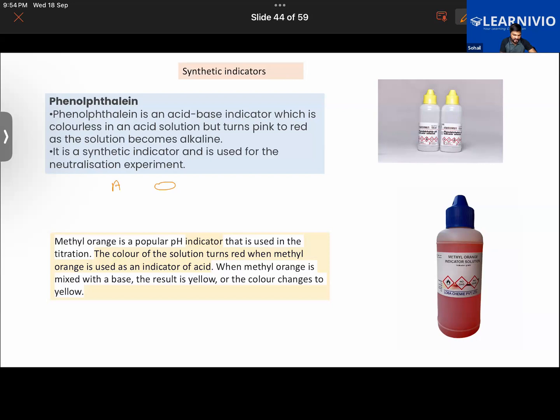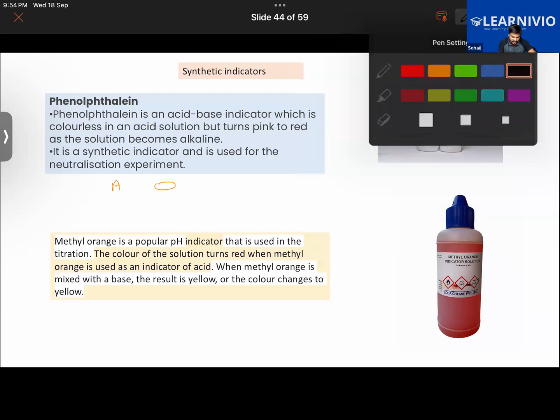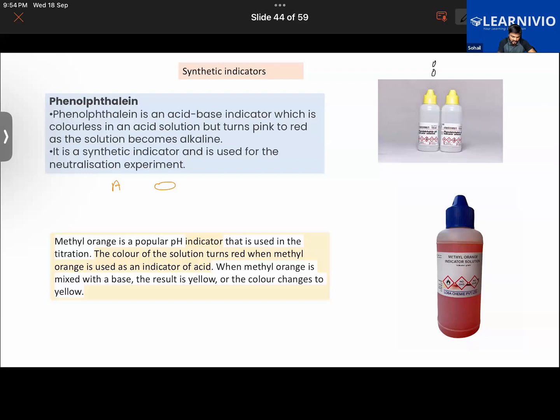Let us say you have taken this. If you were to drop some acids in it, it remains colorless. These are drops of acids, let us say. It remains colorless. But if you were to add a few drops of bases in it, the color will turn from pink to red. Getting it, guys? The color changes from pink to red. So this is how the phenolphthalein indicator works.